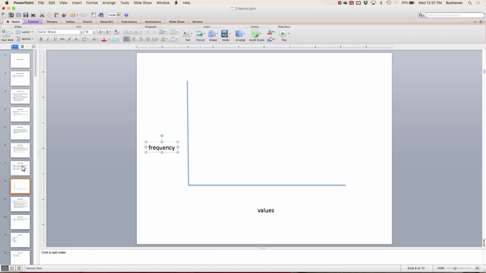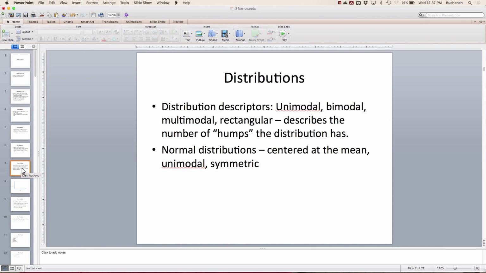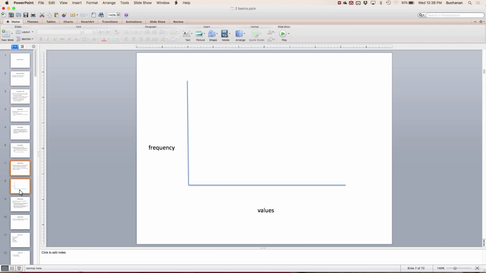Let me back up a second. There are a couple of types of distributions that you can have. You can have unimodal distributions, which have 1 hump. Bimodal distributions, 2 humps. Multimodal, 3 or more. I was doing this exact part of this lecture this morning, and I was just like, really, this isn't hard. Unimodal distributions just have 1 mode. Bimodal distributions have 2. Multimodal have 3 or more. A rectangular distribution makes a rectangle.